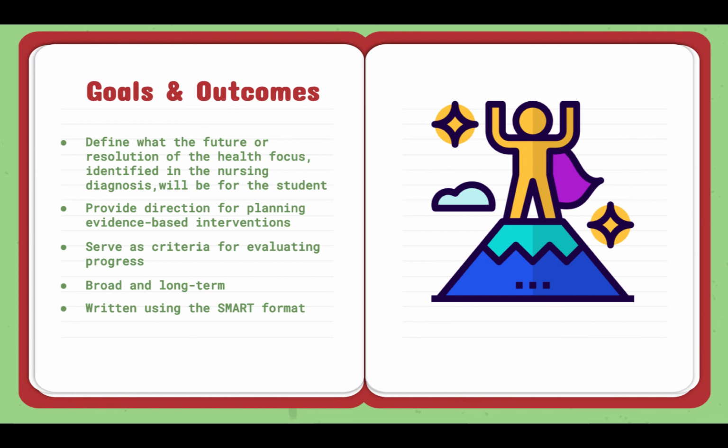Goals are broad and long-term. So you would say something like by the end of the school year, or by the end of the calendar year, by the end of the semester, and they should always be written using the SMART format. And there are resources in this week's module to give you some information about SMART format. You can look up YouTube videos about it. There's tons of information out there about SMART format. And SMART stands for specific, measurable, attainable, realistic, timely, or time-limited.